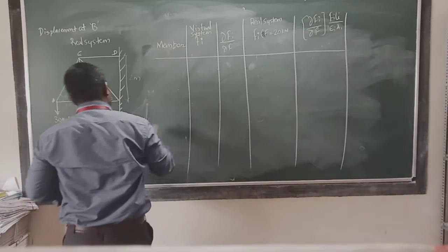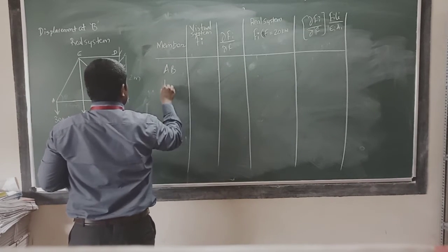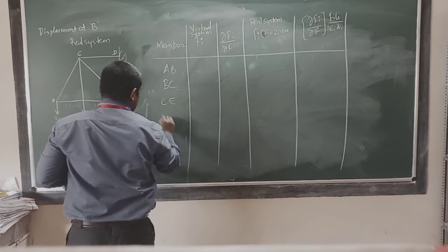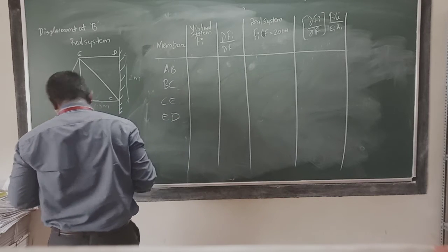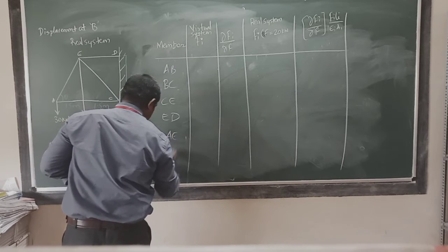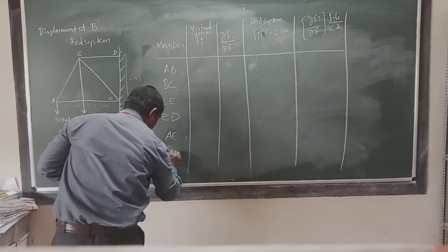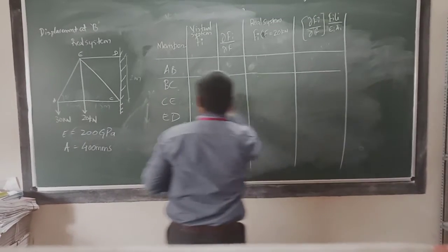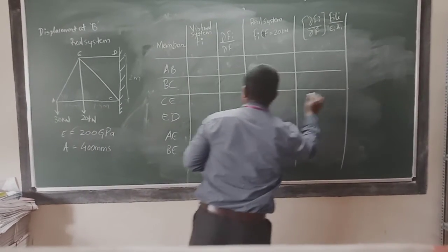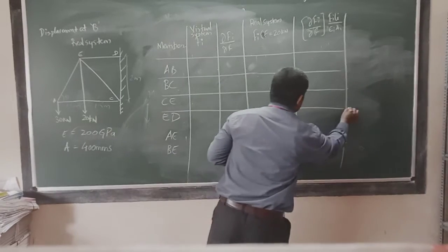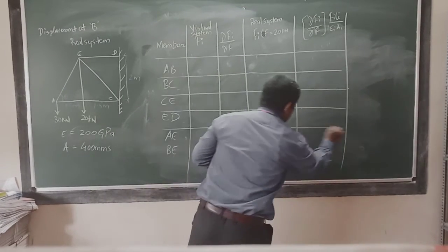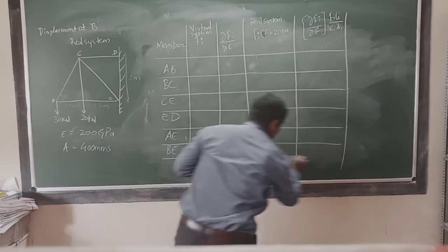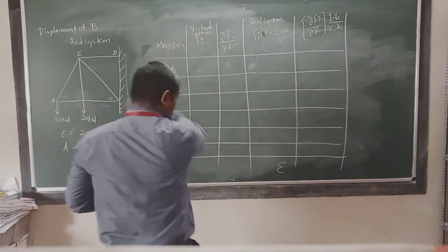Okay. So we have members AB, BC, CE, ED, AE and BE. Okay. And then finally we are going to make it summation.